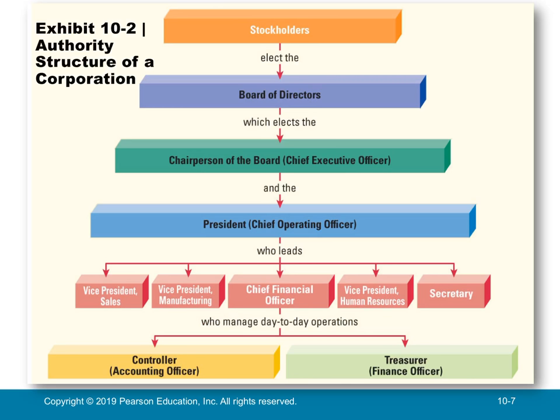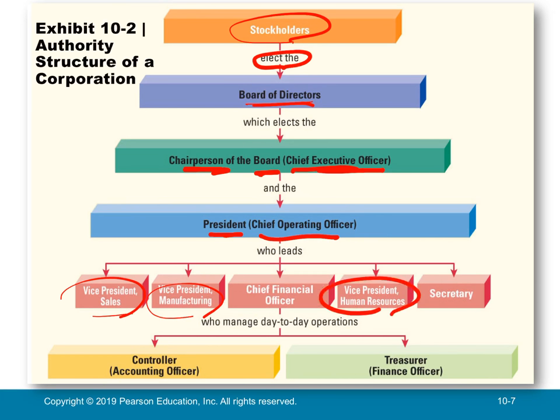So here is a visual of what an organization looks like. Stockholders are the owners. Through an annual election, they will pick the board of directors. That board of directors will elect a chairperson for their board. Sometimes this person also becomes the chief executive officer of the company, but not always. And also the president or chief operating officer. These individuals will lead the company. They will pick vice presidents of different departments. And then, from a financial standpoint, you'll have the chief financial officer who will also manage the controller and the treasurer. So, different positions.